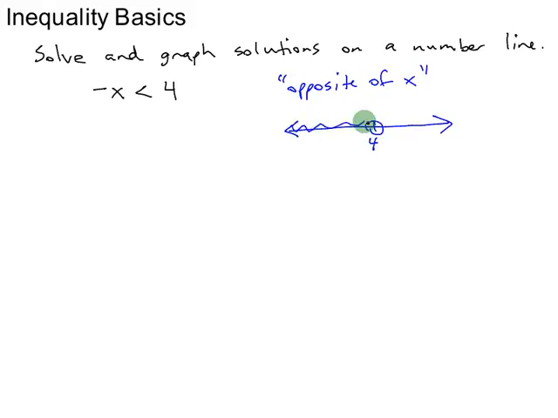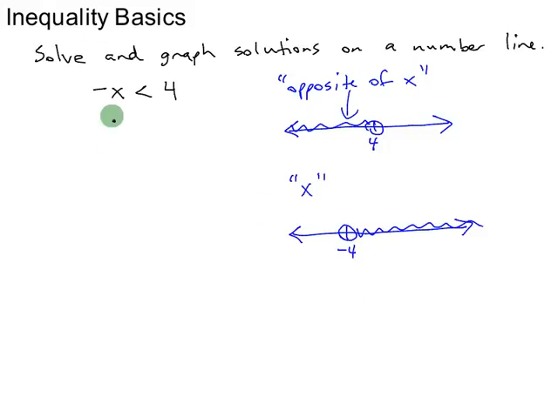So the opposite of x is here, right? Any number smaller than 4. Remember, we're trying to solve this for x. So if the opposite of x is smaller than 4, that means x can't be -4 because the opposite of -4 is 4, and the opposite can't be 4. But x can be anything bigger than -4.